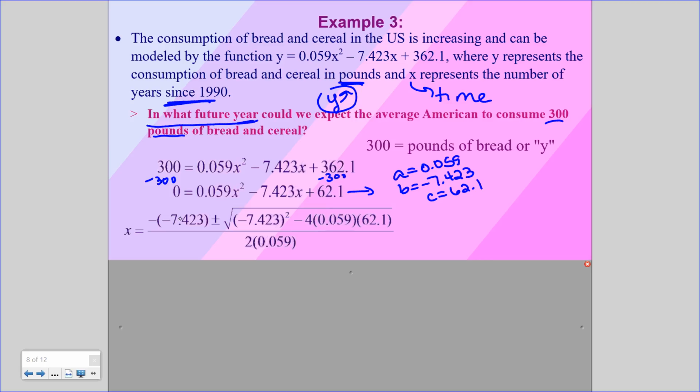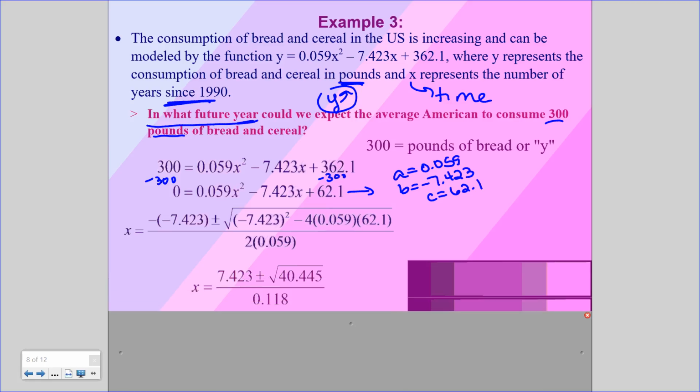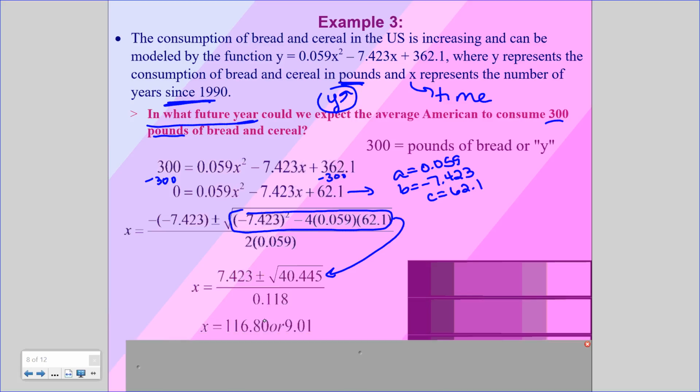So let's go ahead, fill in negative b plus or minus the square root of b squared minus 4ac all over 2a. When you simplify your chunks, we get 7.423 plus or minus, and then the discriminant becomes 40.445 when you do all of this here. And then 2 times 0.059 is 0.118. All right, so then you can find your two roots or solutions. So x, and remember this is your time in years here, is either 116.8 or 9.01.